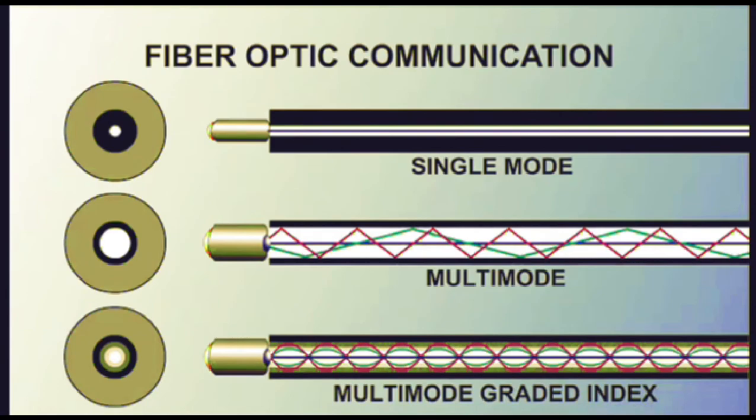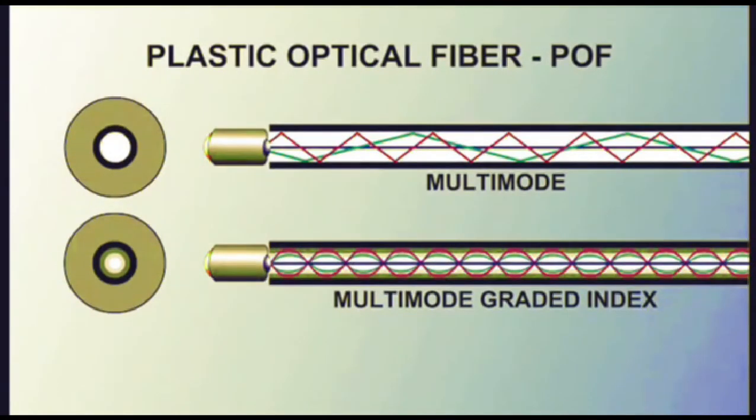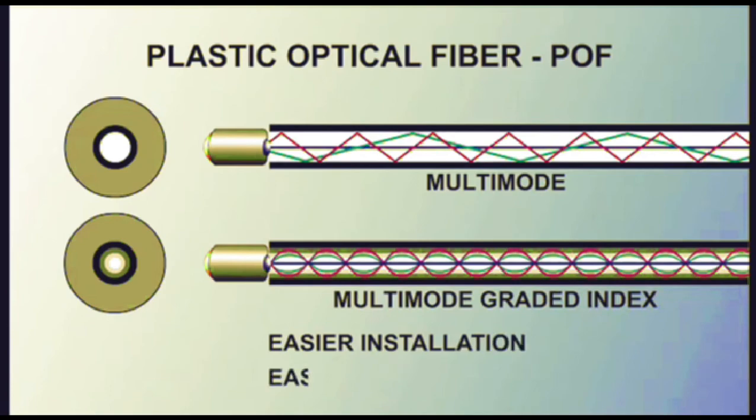Historically, single-mode, multimode, and multimode graded index fiber strands were made of glass. Now, plastic optical fibers have been developed that offer the same effectiveness as glass multimode fibers. Plastic optical fiber is much less difficult to install and maintain, making it preferable in many situations.